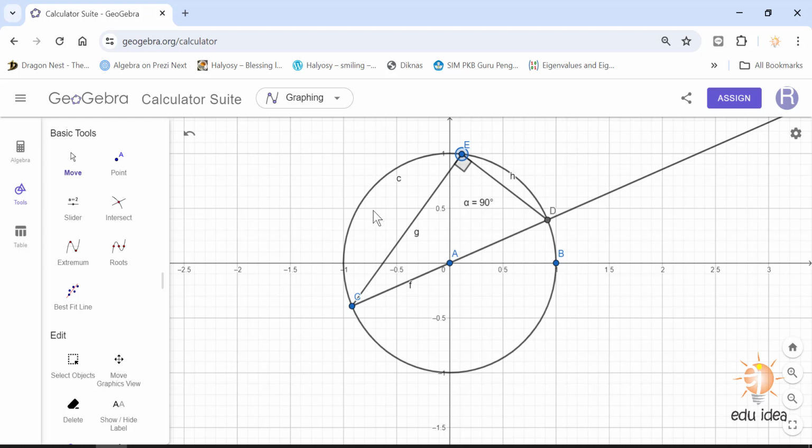So this is the first theorem from our investigation: if you have a semicircle and a point anywhere on the circumference, and then you draw lines from the edges of the diameter to that point, then this angle is always going to be 90 degrees.